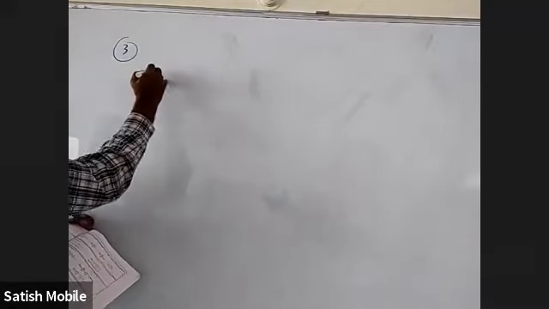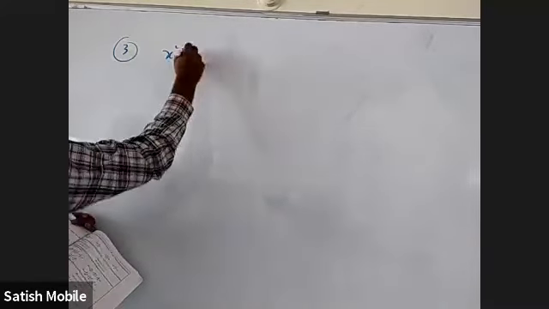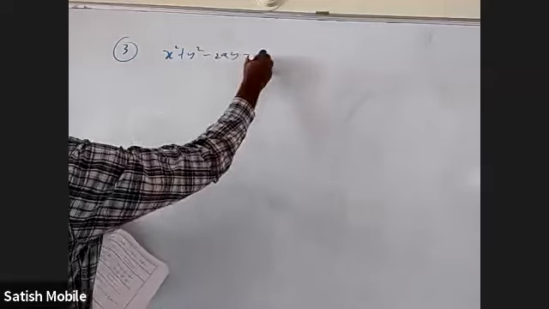Yeah. Okay, third question here. x square plus y square minus 2ay equal to 0.